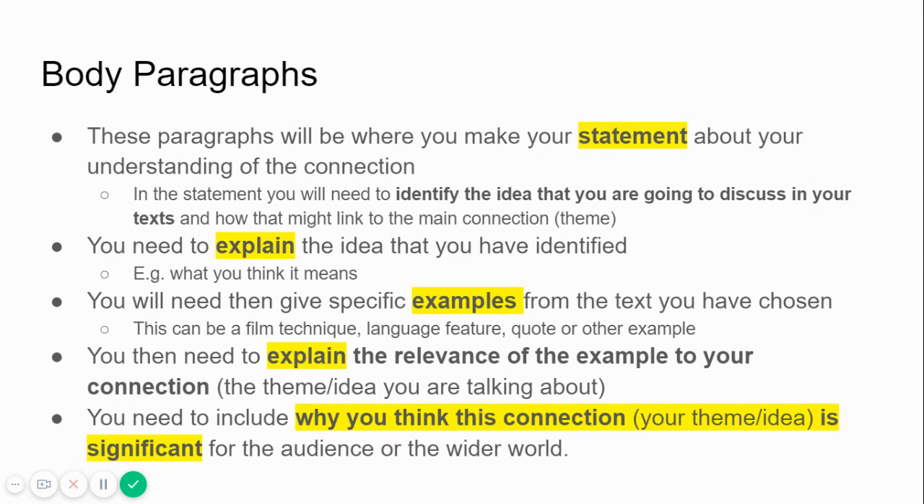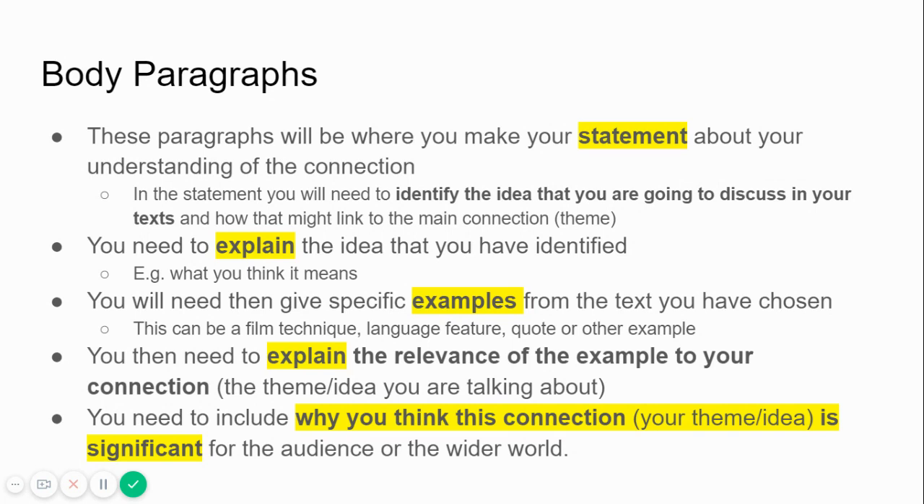Your next part is where you give your specific examples from the text. So this is where you can use those skills that you've developed of being able to identify film techniques or language features, and you can quote sections of your text here, or you can give a kind of general overview of an example or a scene in the film or in your narrative text or in your poem. That's the part where you put your specific example.